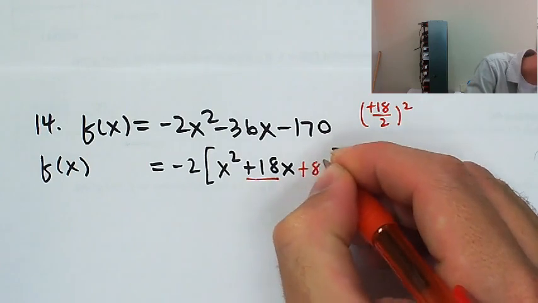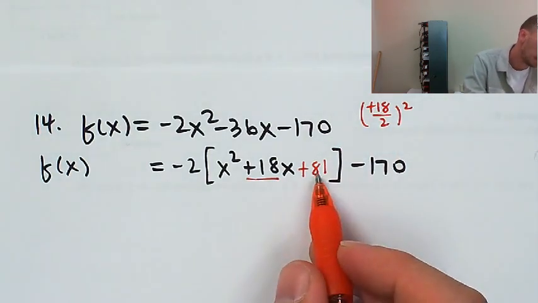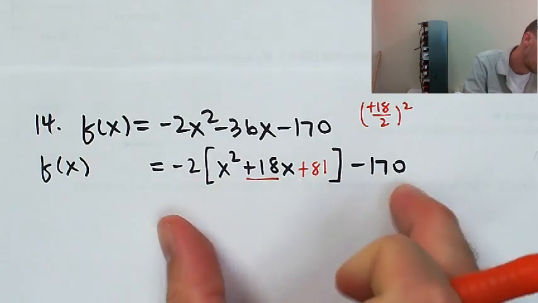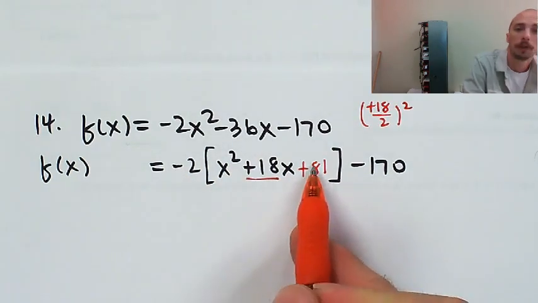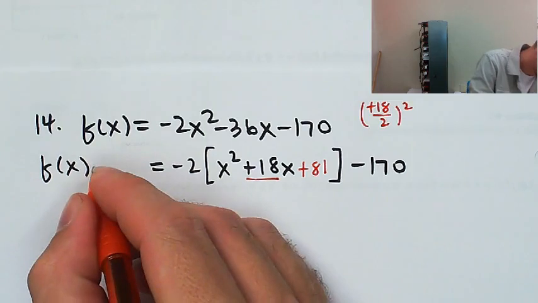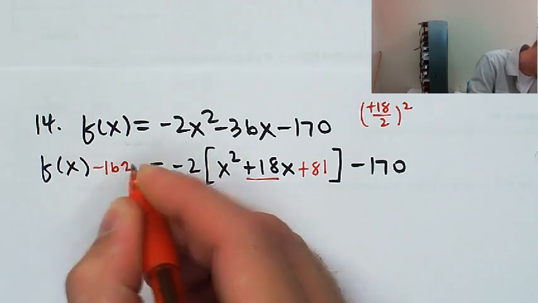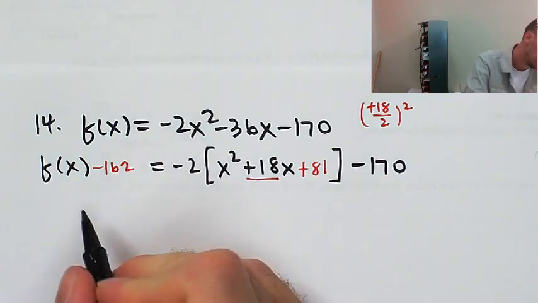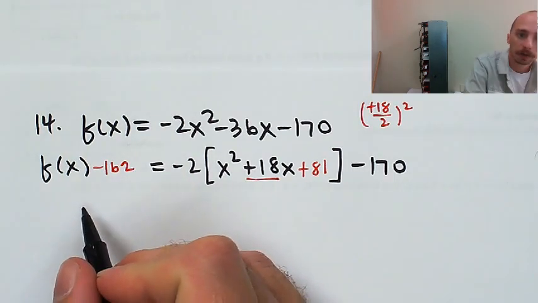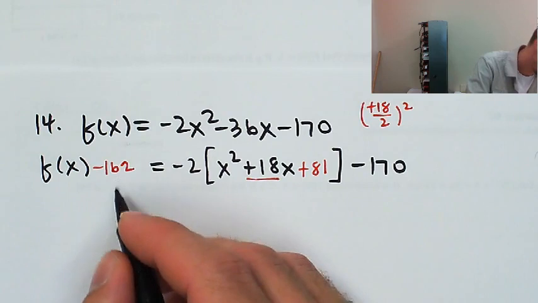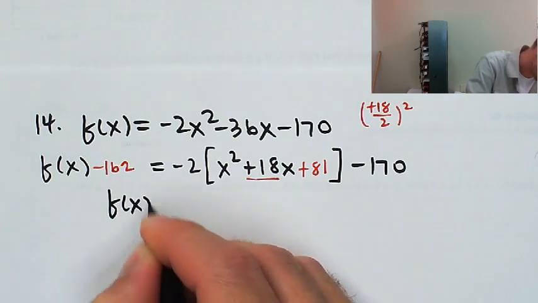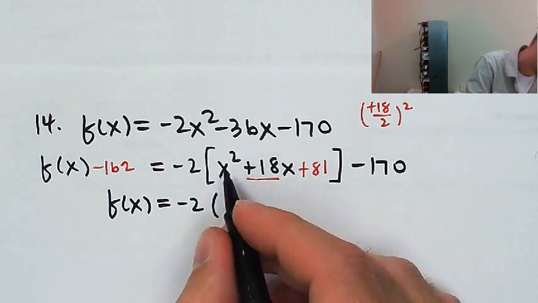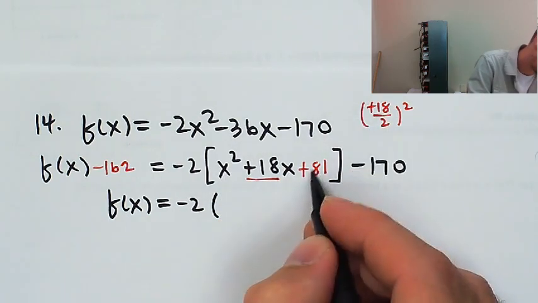So plus 81. But if I added 81 over here, I really added -162 to this side of the equation. So I need to add -162 to this side as well. And then I'm going to add 162 to both sides of this equation, while also factoring this. So this is going to be x plus 9 squared.